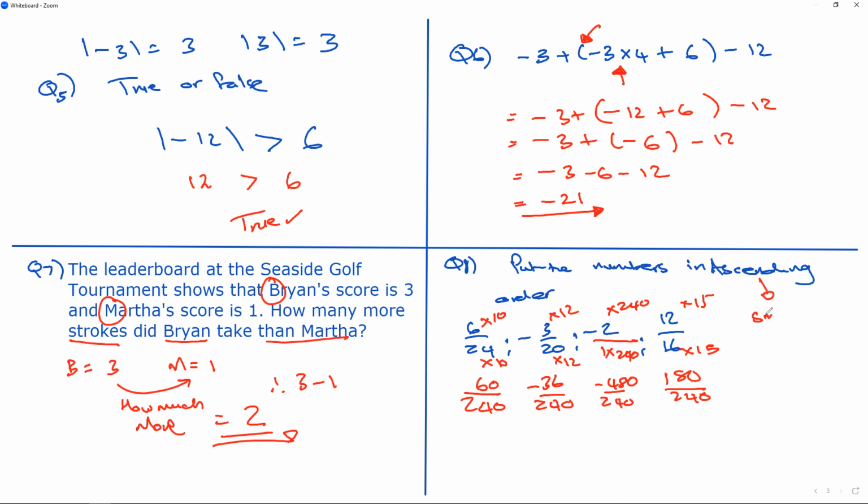Ascending order, remember, means to go from small to big. So if that's the case, then the smallest number over here is going to be negative 2. So that's going to be that number, then that one, then that one, and then lastly that one. So let's start with that. The answer is going to be negative 2. Then number 2 is 3 over 20. Number 3 is 6 over 24. And number 4 is 12 over 16. So that's the only number that's in the correct place for that one.